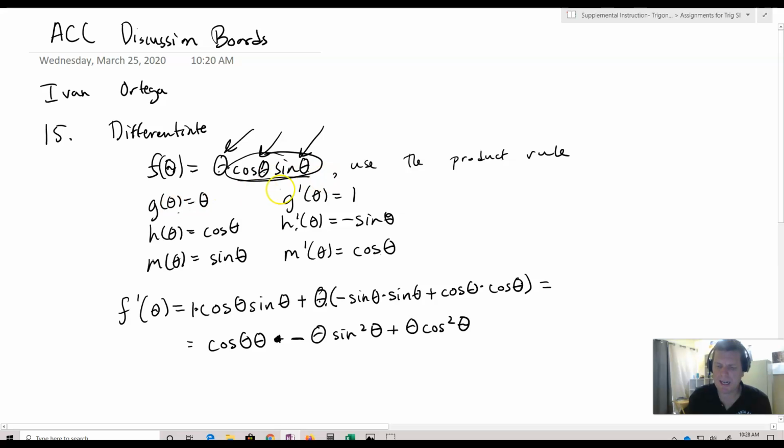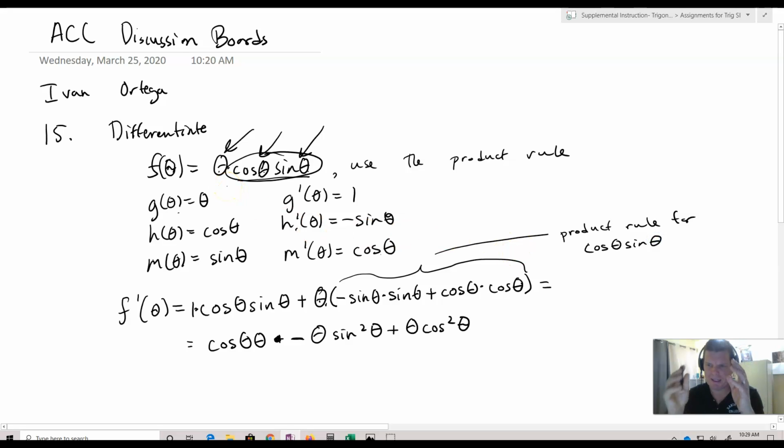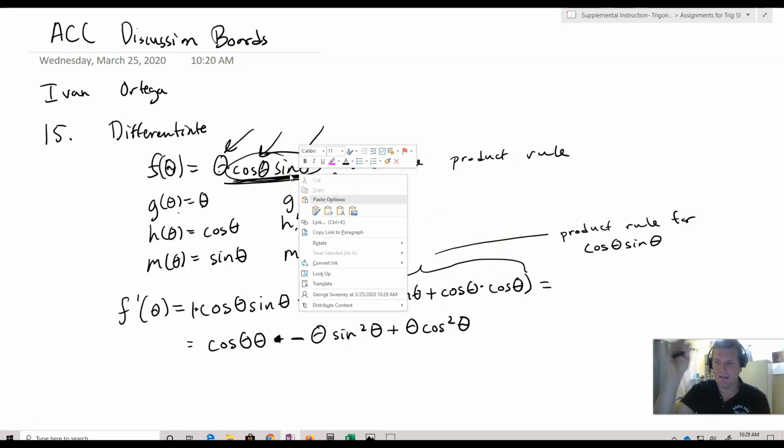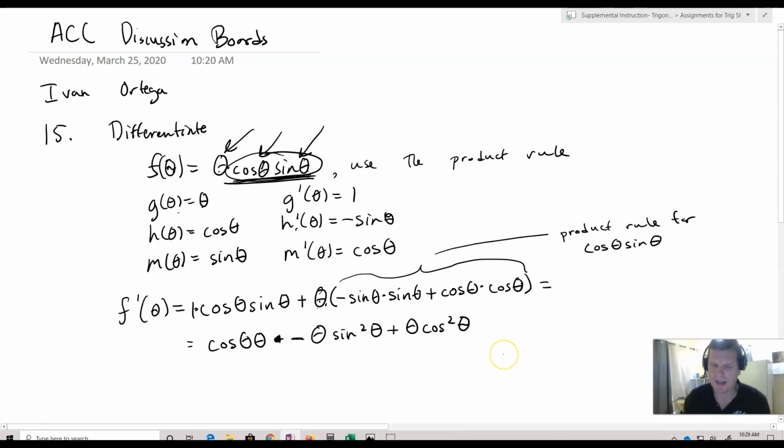So notice what I did here: this is the product rule for cosine theta sine theta. I basically broke it up into pieces. First I take the derivative of theta with respect to theta and multiply that by the function cosine theta sine theta. Then I take theta, the non-derivative, just the function itself, and multiply it by the derivative of cosine theta sine theta. To find that derivative, I had to do it one step at a time. And that actually is your number 15.